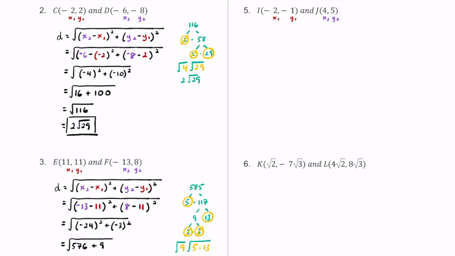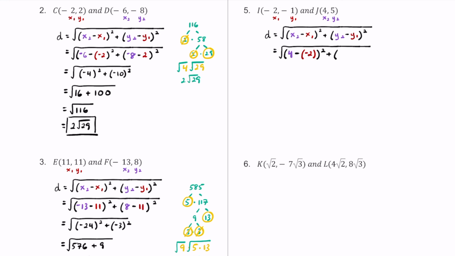Start off by labeling our x1, y1, and x2, y2, then making sure we have the distance formula down correct. Next, let's substitute some values in. So for x2, we're going to have 4, and we're going to take away the x1 value. x1 looks like it's negative 2, so we're going to put that in parentheses to keep it organized. So let's take that difference and square it, and then let's add the difference of the y values now.